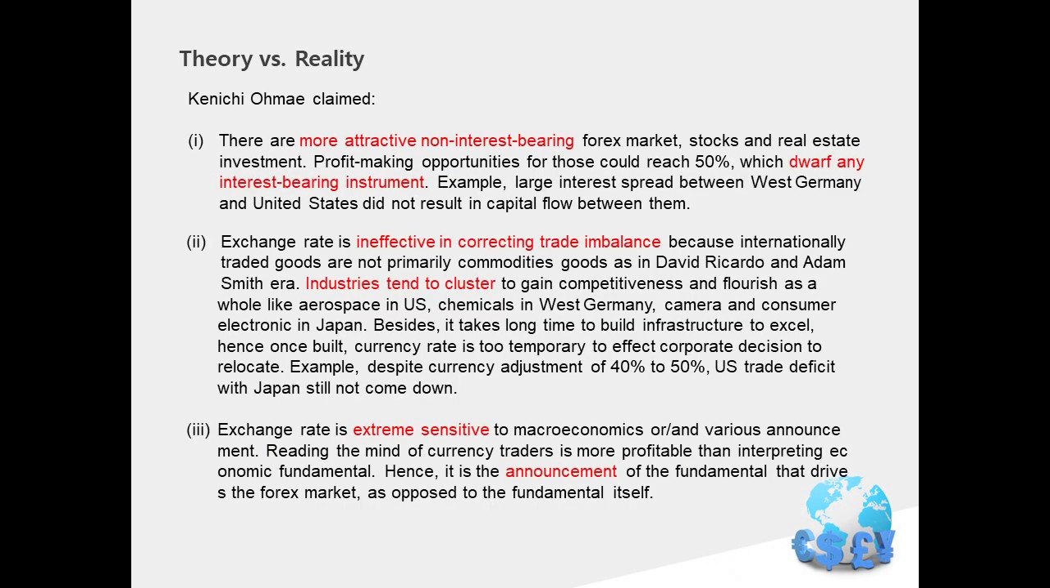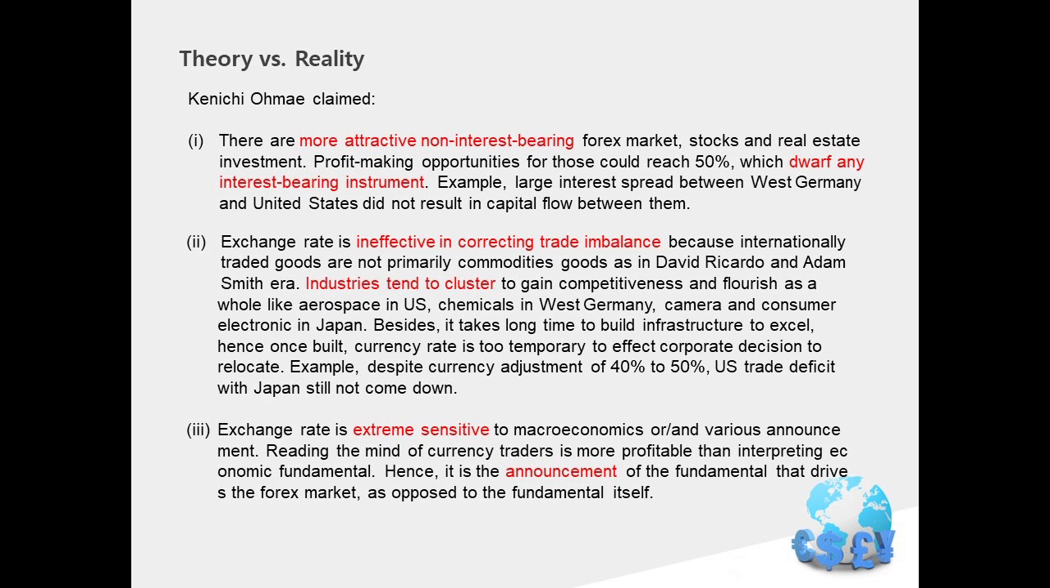Kenichi Omi claimed: 1. There are more attractive non-interest-bearing forex market, stocks, and real estate investment profit-making opportunities for those who could reach 50%, which dwarf any interest-bearing instrument. Example: large interest spread between West Germany and United States did not result in capital flow between them.